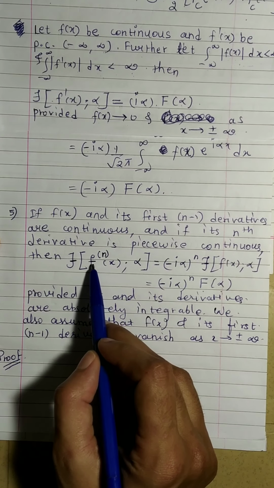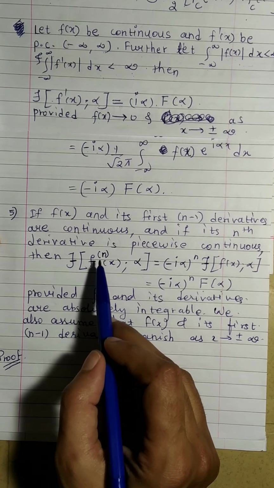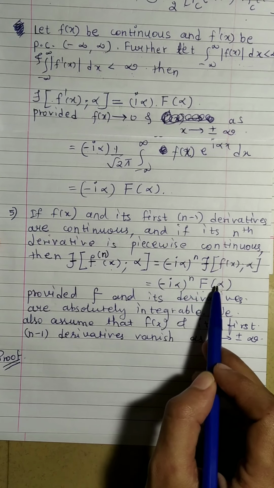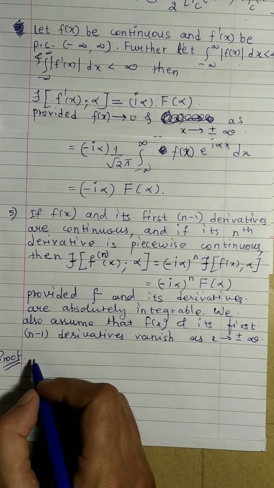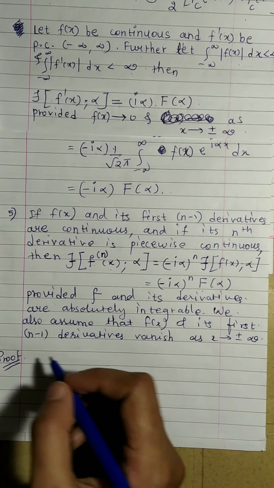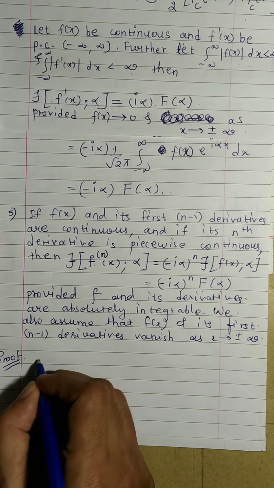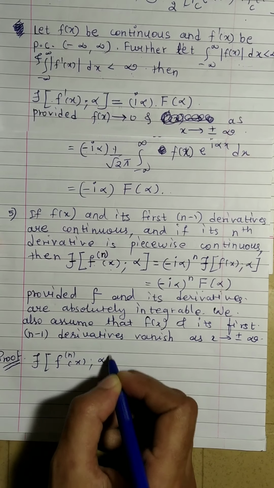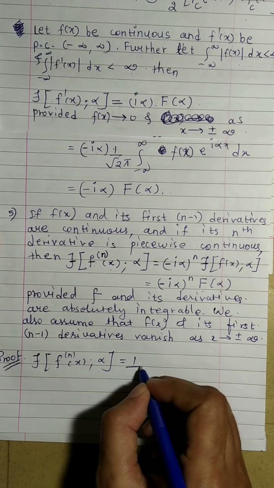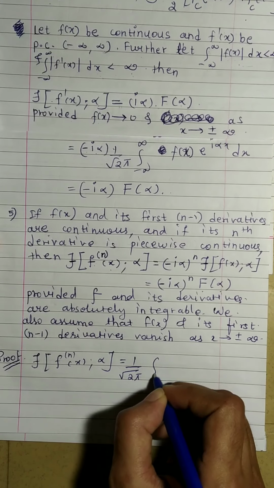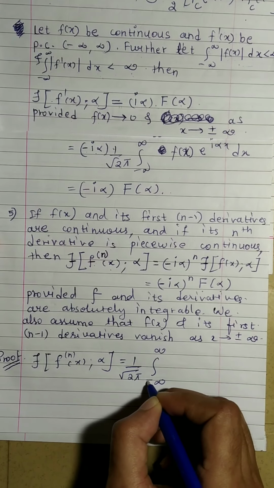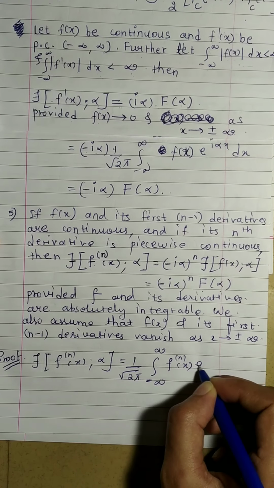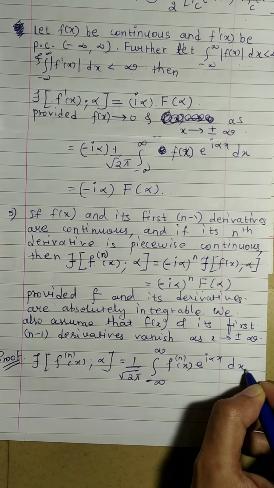We are talking about the Fourier transform of the nth derivative of the function f of x, which will be given by this. So from the definition of the Fourier transform, what do we have? For the nth derivative, this will be given by 1 upon root of 2 pi, integral from minus infinity to infinity, nth derivative of f(x), e raised to i alpha x dx.